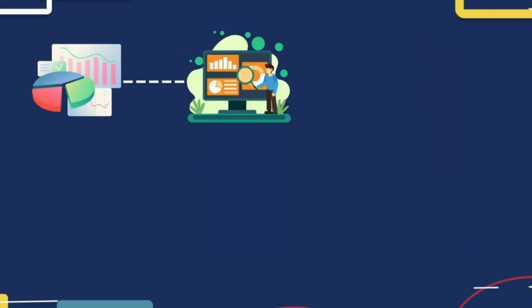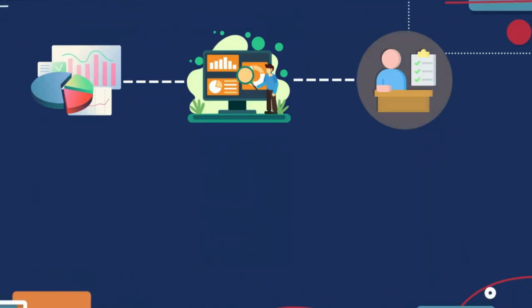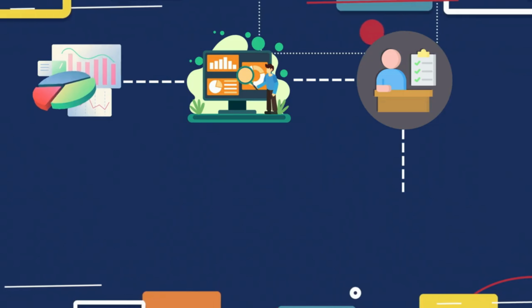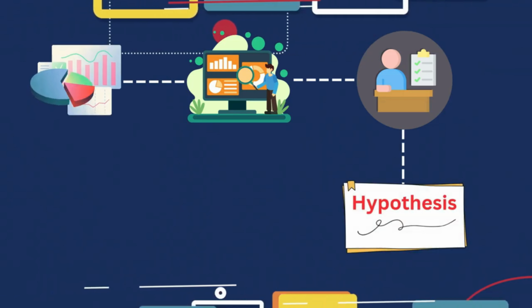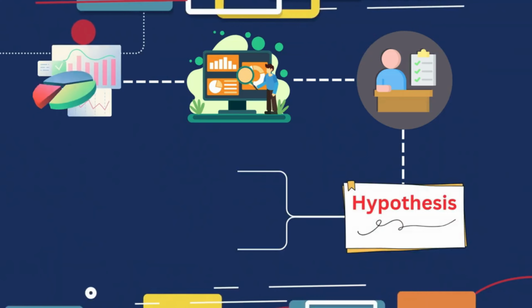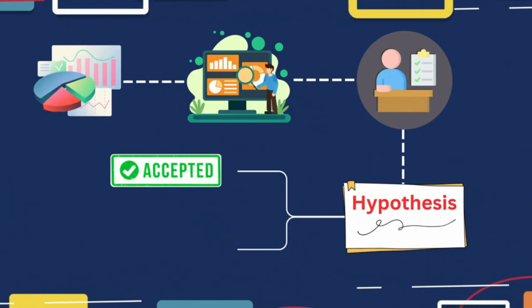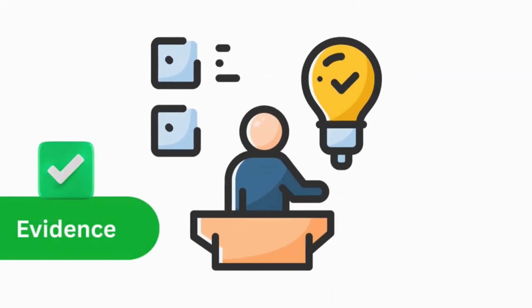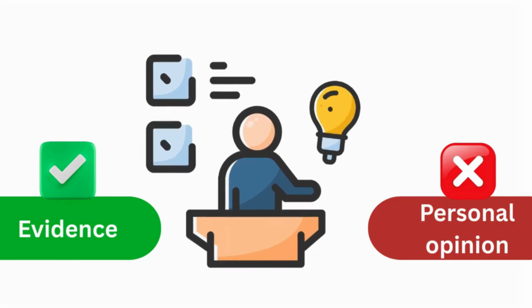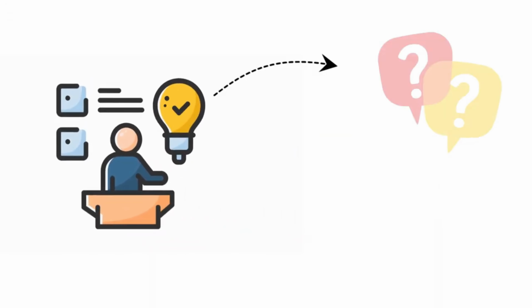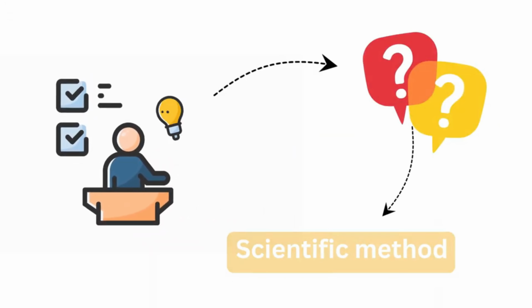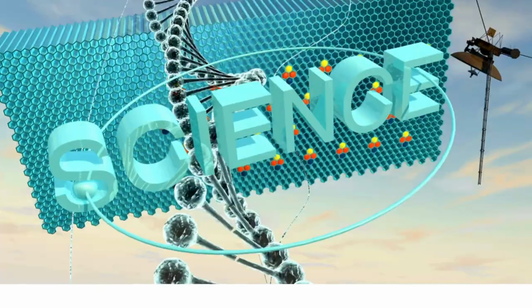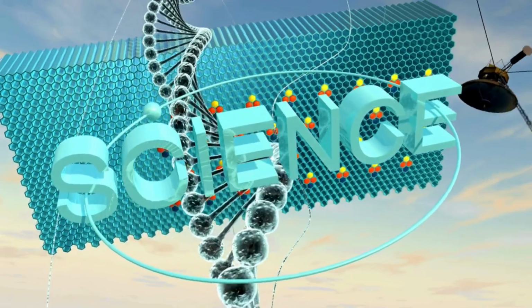Based on the analysis, scientists then draw a conclusion. In this step, they decide whether the hypothesis is accepted or rejected. If the results support the hypothesis, it is accepted. If not, it is rejected or modified. A conclusion is always based on evidence, not personal opinion. Sometimes conclusions also lead to new questions, starting the scientific method all over again because science never truly ends.